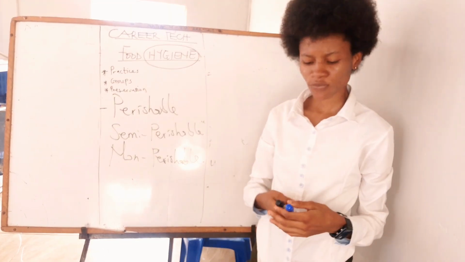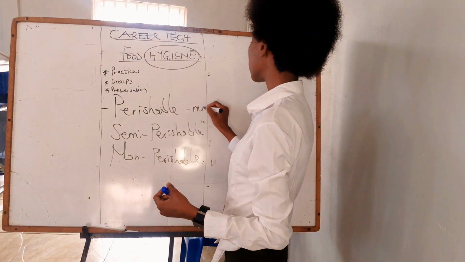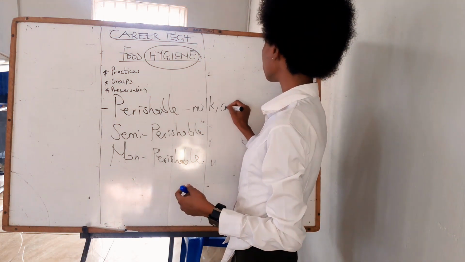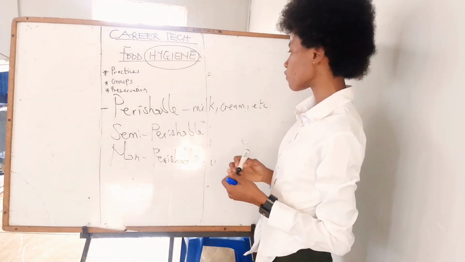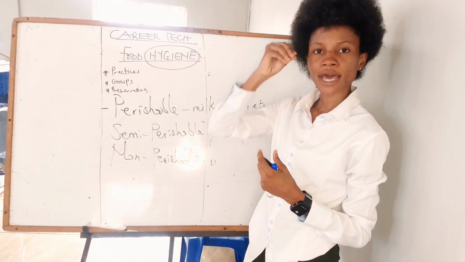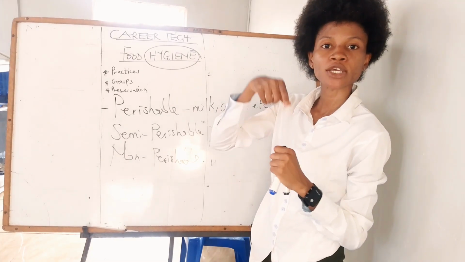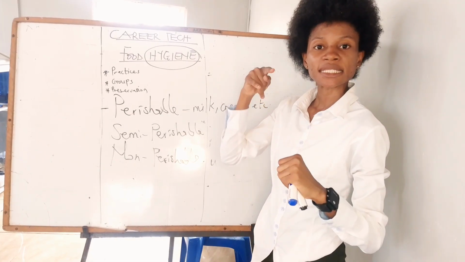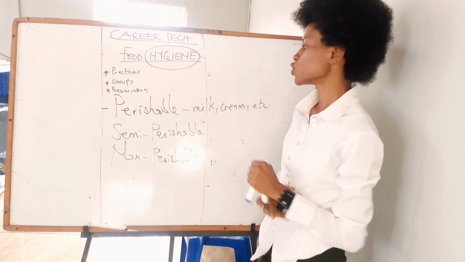Examples, what are some of these foods that can expire? We have milk, cream, etc. Even they'll give you examples themselves, okay? With milk, when you buy it, it has expiry dates. And even with the expiry dates, once you open it and you don't refrigerate, and it takes some days, it's going to what? It's going to get spoiled. So you have to explain.